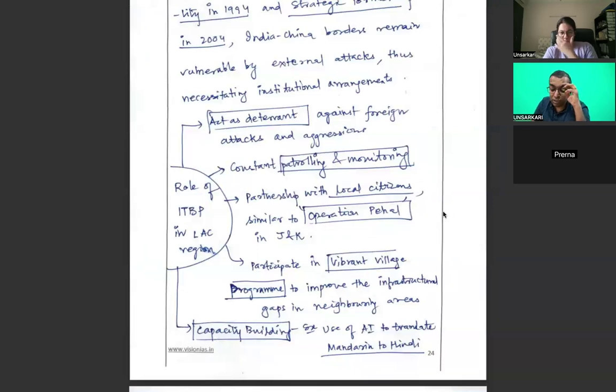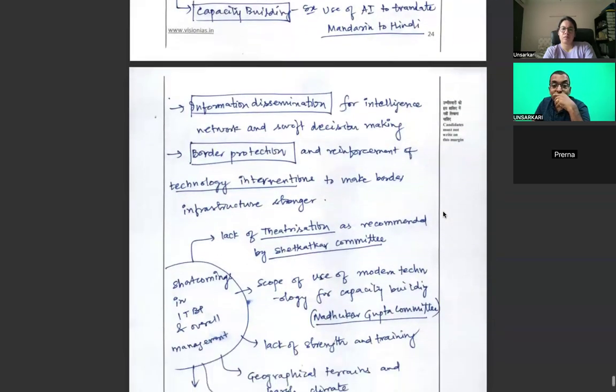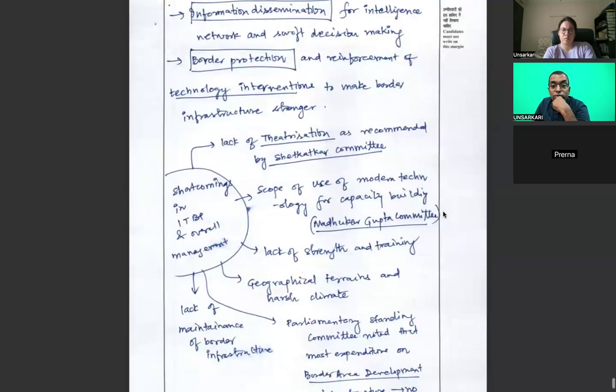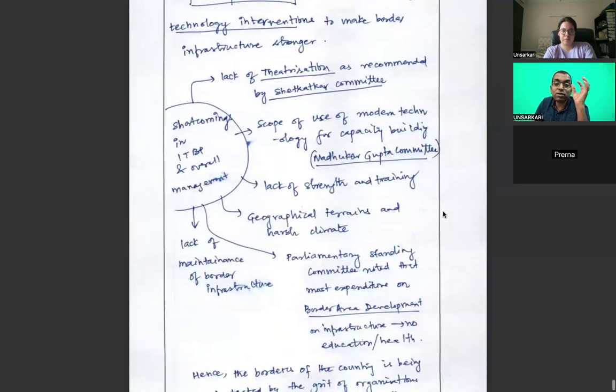So answer number 2 and answer number 3, they are bringing the role of ITBP in the center and not the other way around. Use of AI to translate Mandarin to Hindi, capacity building. So good points. I think the second answer was fair enough. Information dissemination, border protection, reinforcement technologies, interventions. Shortcoming: lack of theaterization. Very good word. Like theater, we need theater command. Like you are able to handle, you are able to visualize, you are able to reinforce, you are able to assess. This is missing.